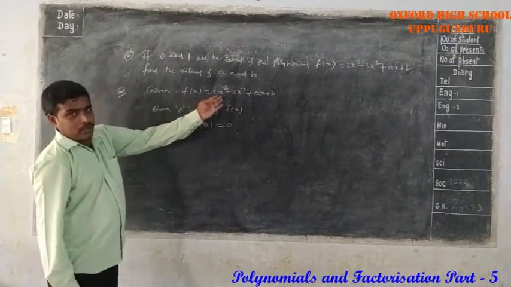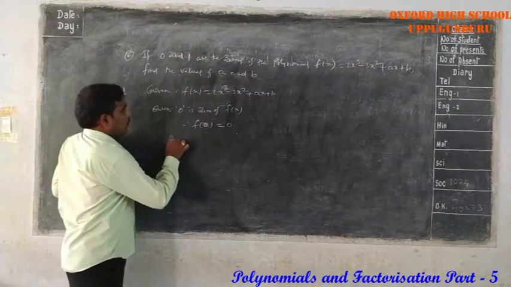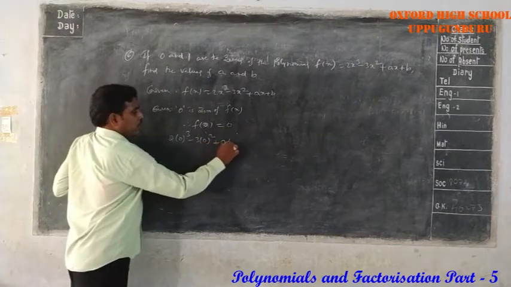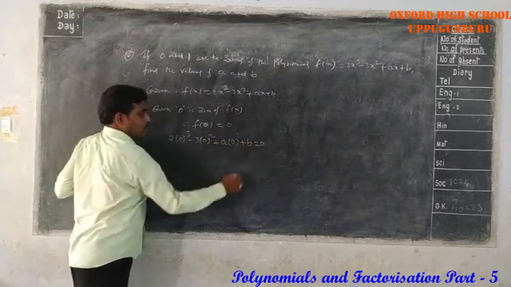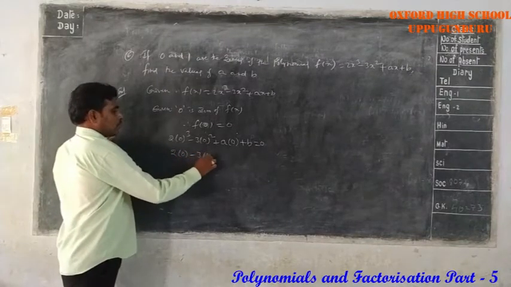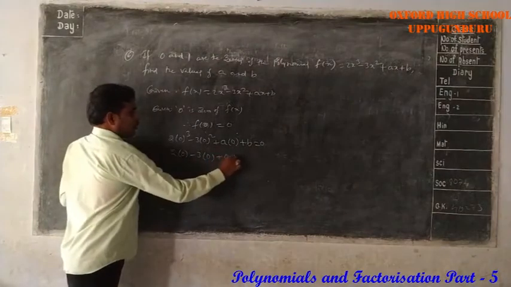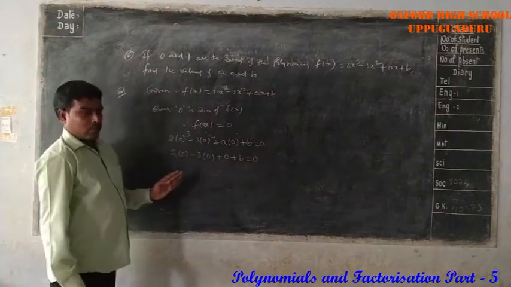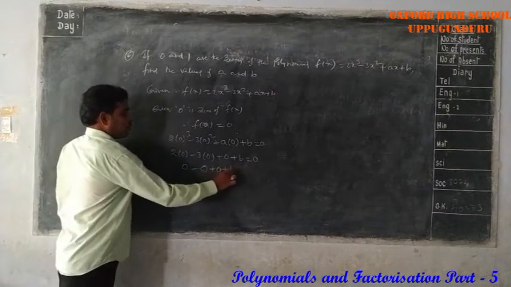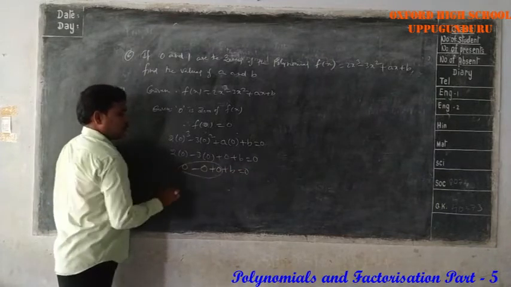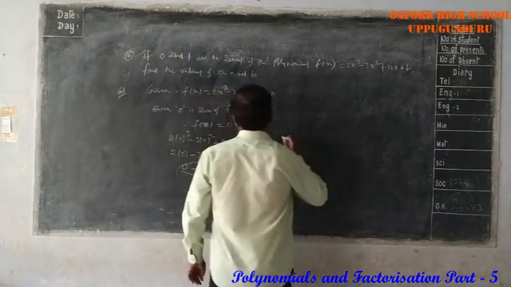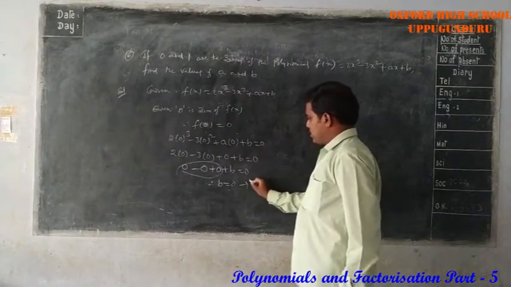So in place of x, you have to substitute 0 here. So 2 into 0 cube minus 3 into 0 square plus a into 0 plus b equal to 0. 0 cube value is 0. 0 square value also 0, plus a into 0 is 0, plus b equal to 0. 2 into 0 is 0, minus 3 into 0 is 0, plus 0 plus b equal to 0. This total value is 0. Therefore, b equal to 0. Consider this as equation 1.